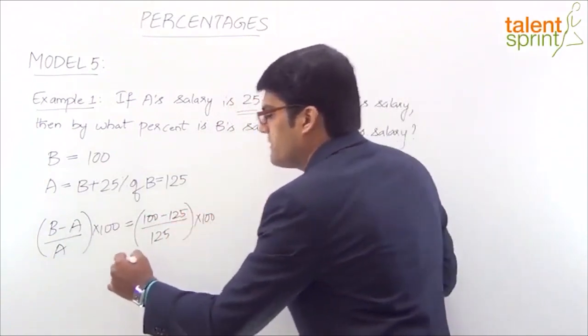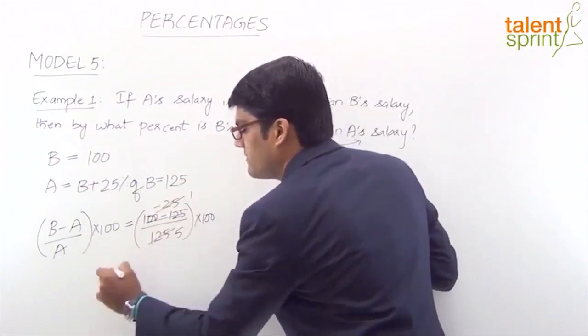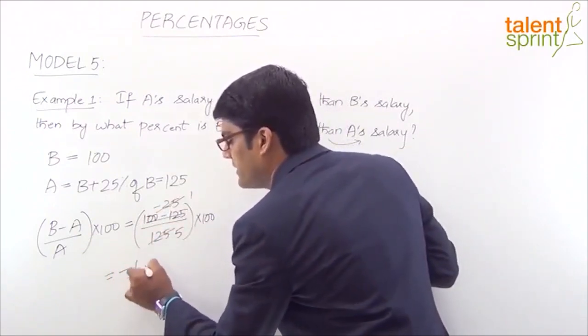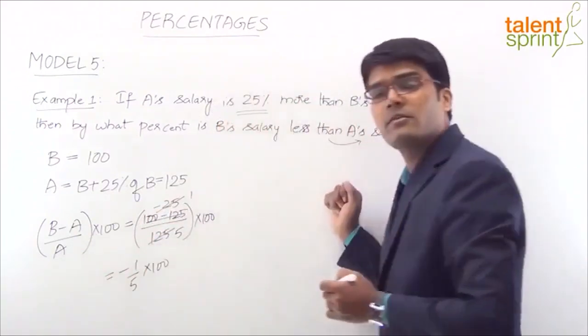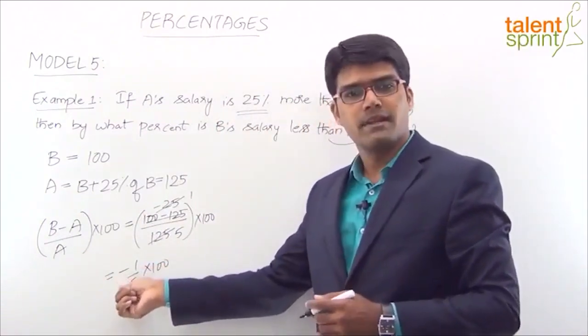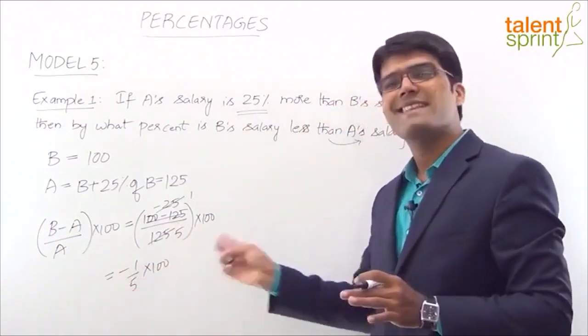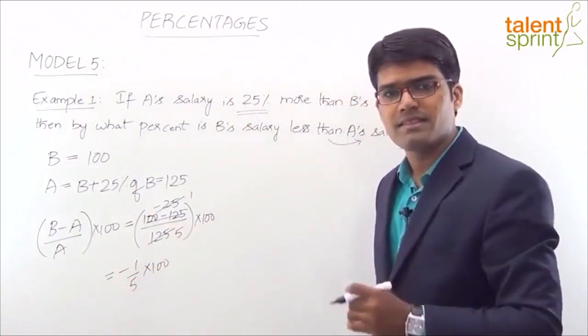Now 100 minus 125 is minus 25. Minus 25 by 125. So this is, actually, minus 1 by 5 into 100. Why are we getting a negative sign here? Why do we get a minus sign? Because B is less than A, right? So the answer has to be negative, right? So no need to worry when you get a negative answer here. It only indicates that B is less than A. B is some percentage less than A.